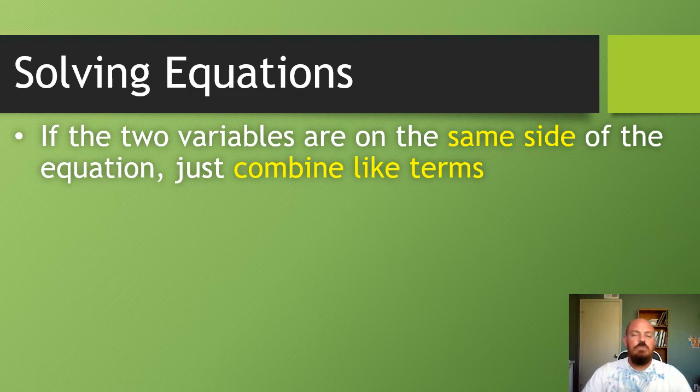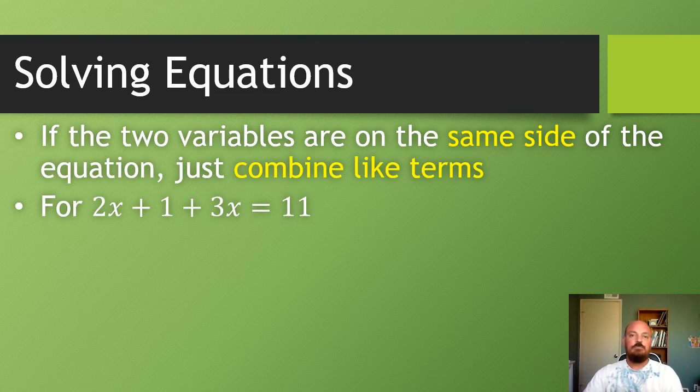So there's kind of two things that can happen. If the two variables are on the same side of the equal sign, then what we do is what's called combining like terms. So here's an example of that. Let's say in our equation, we have 2x plus 1 plus 3x equals 11. You can tell by looking at the problem, this is what I mean. You have more than one x in there. You have this 2x right here and this 3x right here.